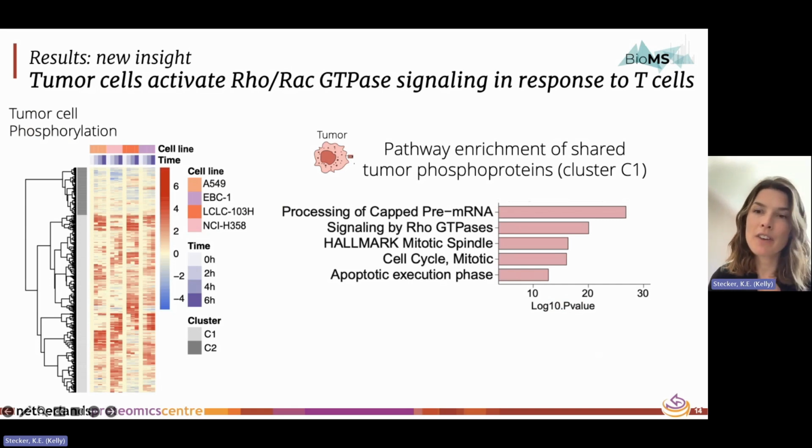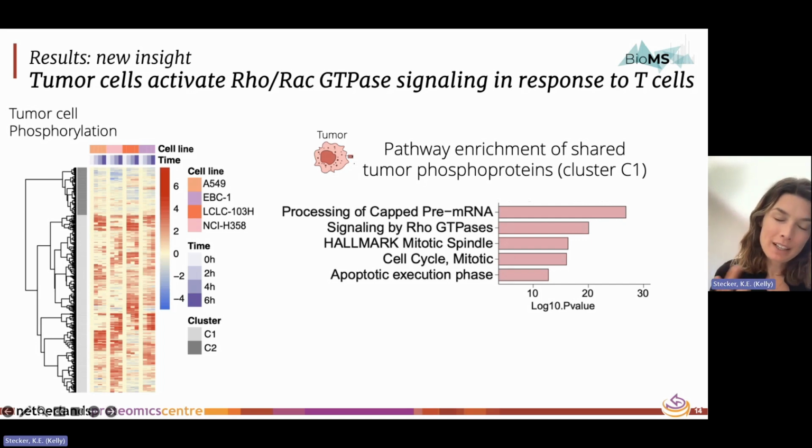So, of course, after we validated our system, we wanted to probe our data set to find actionable targets that could maybe be used to increase tumor sensitivity to T-cell attack. So what we did was we looked at all of the phosphorylation sites in tumor cells that were significantly changing upon T-cell engagement. And we filtered the data set for phosphorylation sites that were activated across all of the different non-small cell, it's a mouthful, lung cancer cell lines.